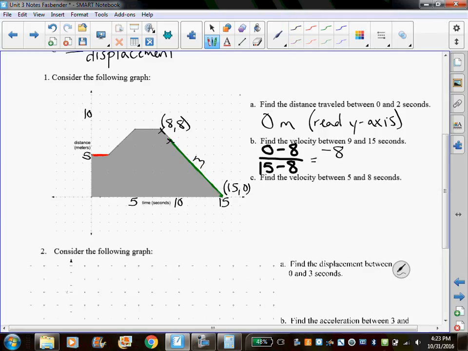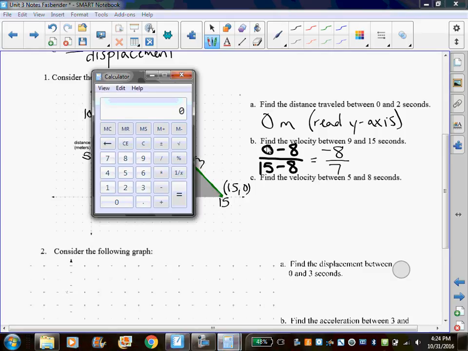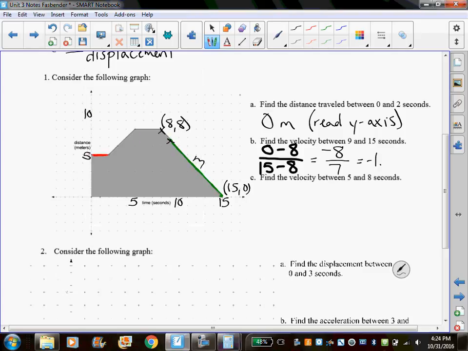So we get negative 8 divided by 7, and then if we turn to our calculator and do negative 8 divided by 7, we end up getting negative 1.14 meters per second, and that is what our slope is, which is what our velocity is. So we found the answer to this question using the slope of the graph.